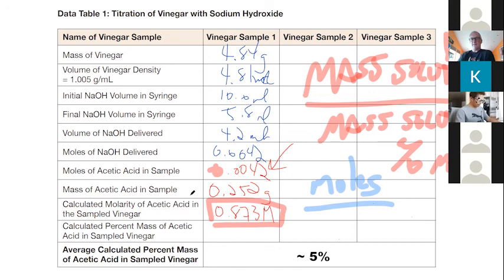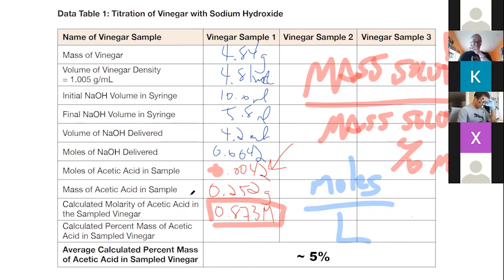A pint, a cup, teaspoon? What volume do we use? A liter, exactly. It's the metric unit of volume, the liter. Then everything else is derived from that. So it's moles over liters. So we're going to use that to figure out our percent mass.